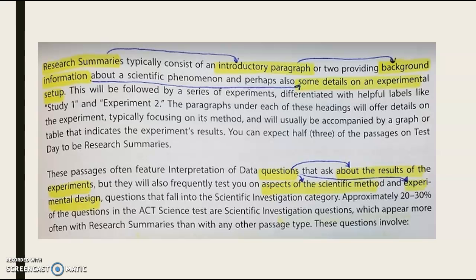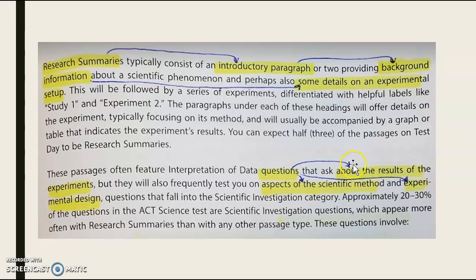So let's proceed on to page 565. Research summaries are going to be introductory paragraphs that you read, and it's going to provide you with some background information. The background information will be tied to details on an experimental setup. Examples, you'll see things like study 1, experiment 2. You're going to be using these passages to answer questions about the results of the experiments.